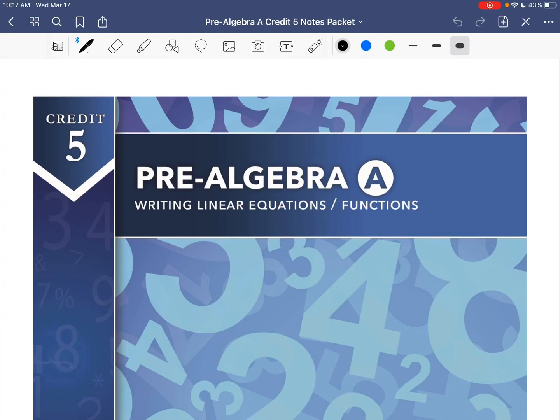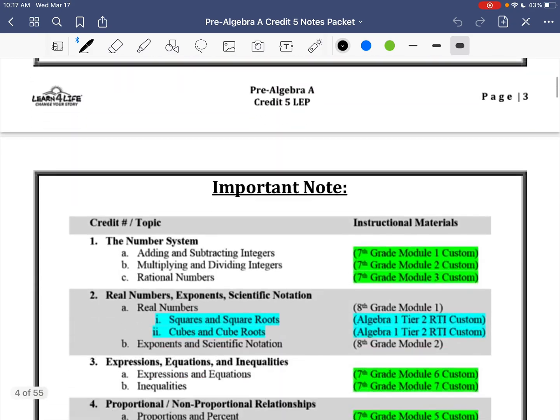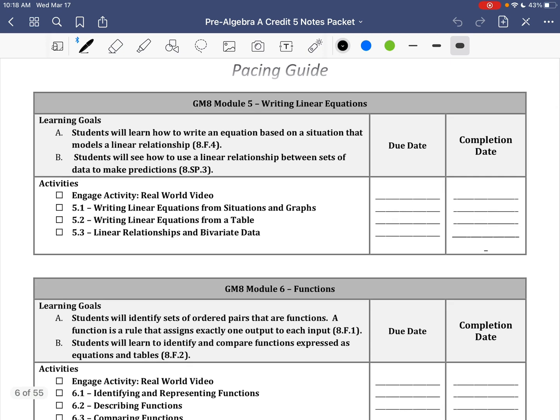Hello, good morning, class. Today we're going to be starting credit 5 of Pre-Algebra A, writing linear equations and functions. The first lesson that we're going to go over today is lesson 5.1, writing linear equations from situations and graphs. And then we will go into lesson 5.2, writing linear equations from a table.